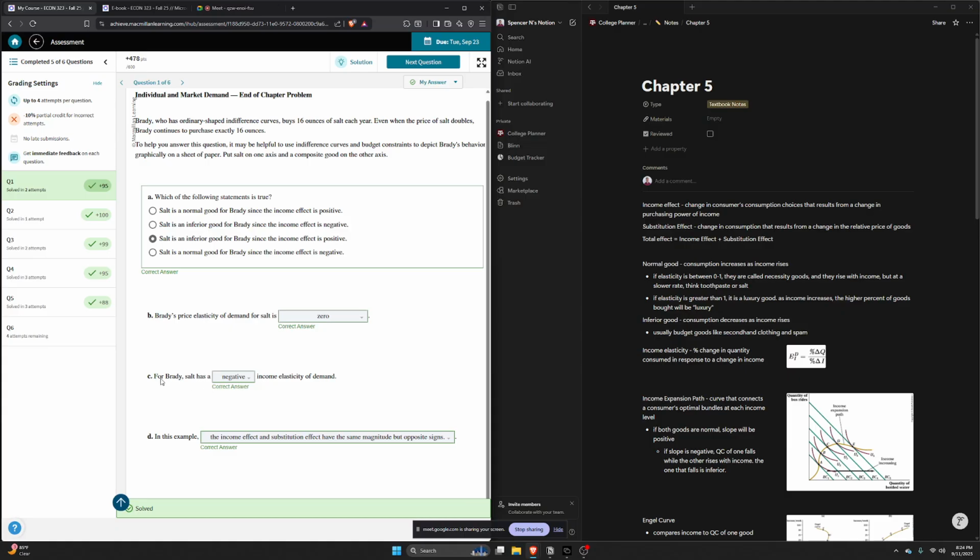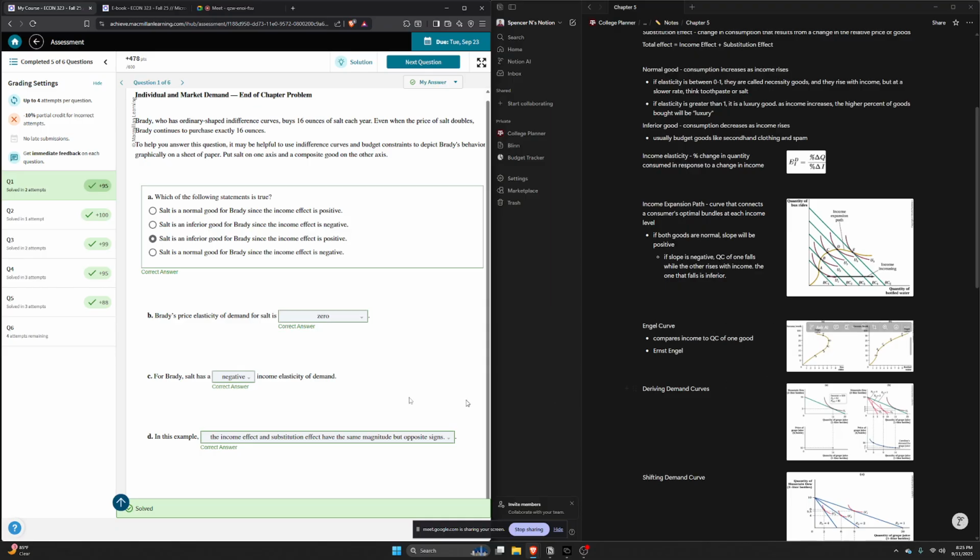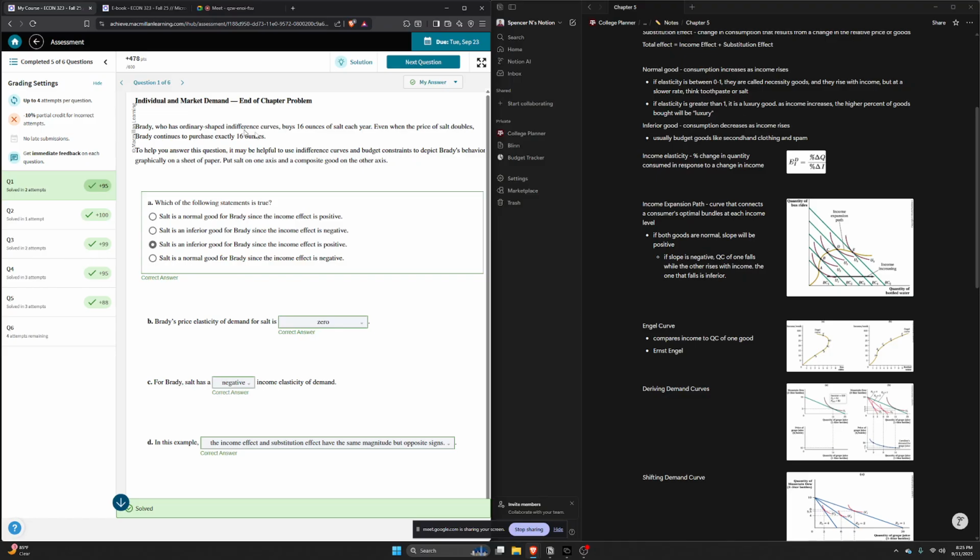It says the price elasticity for demand for salt is 0. That's good. For Brady, salt has a negative income elasticity of demand, which I also don't get because it should be 0, because it doesn't change. And since it's 0, they have the same magnitude, which is the distance from 0. So it would be like +1 and -1, or +2 and -2. But they have opposite signs, so they cancel each other out to make 0.